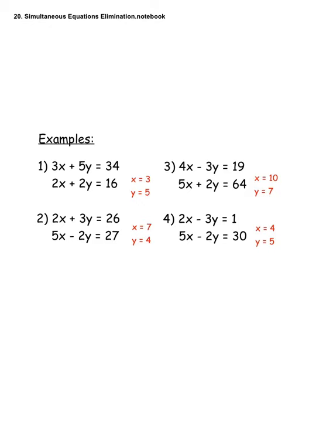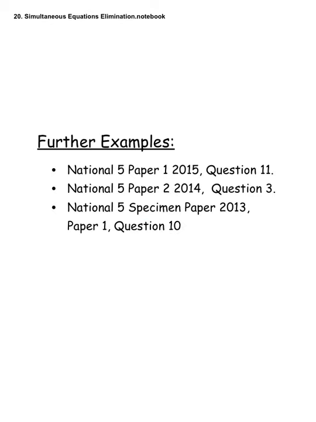So here are your answers. For the first one, you should have got that x was equal to 3 and y was equal to 5. For your second one, x is equal to 7 and y is equal to 4. For your third one, x is equal to 10 and y is equal to 7. And for number 4, x is equal to 4 and y is equal to 5.